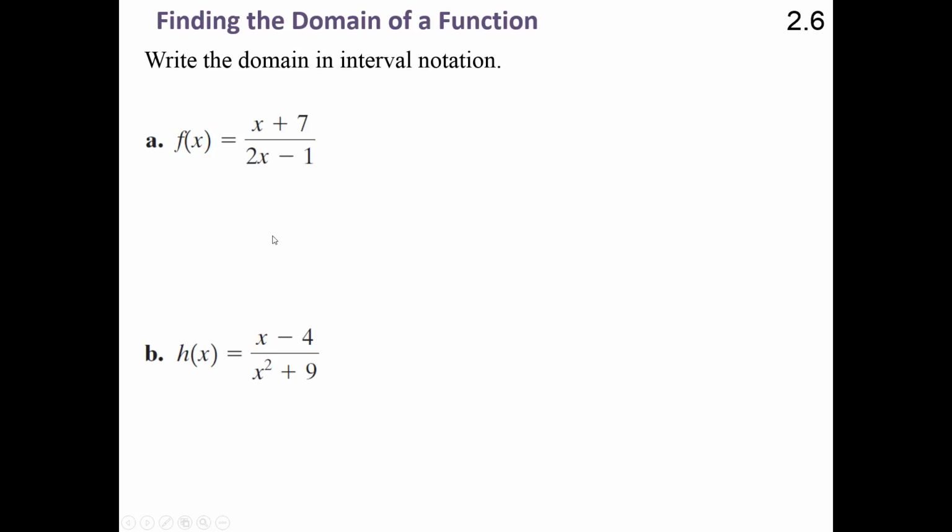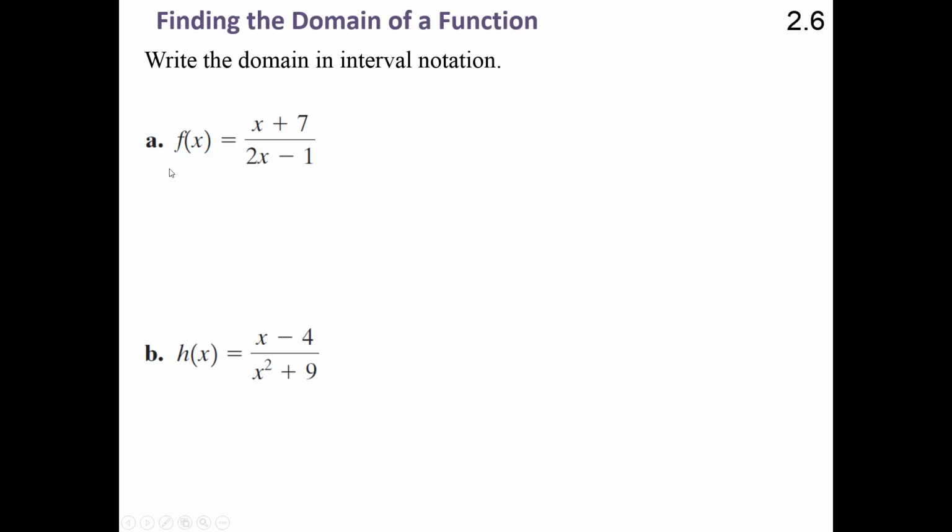Okay, so I split up your page here. I know you have A, B, C, and D on this page. I split them up so I could fit everything. We'll look at C and D in the next slide. So here we want to write the domains of these functions.